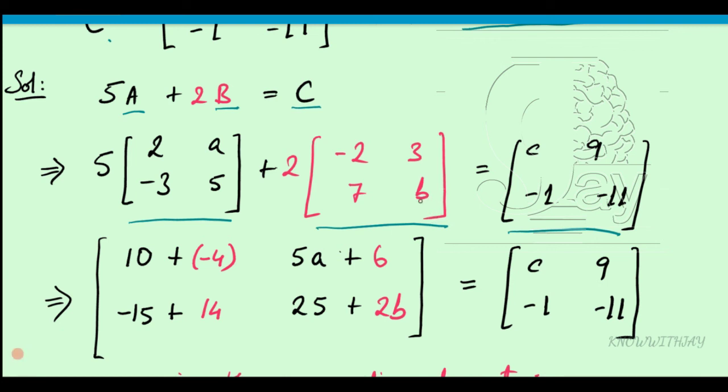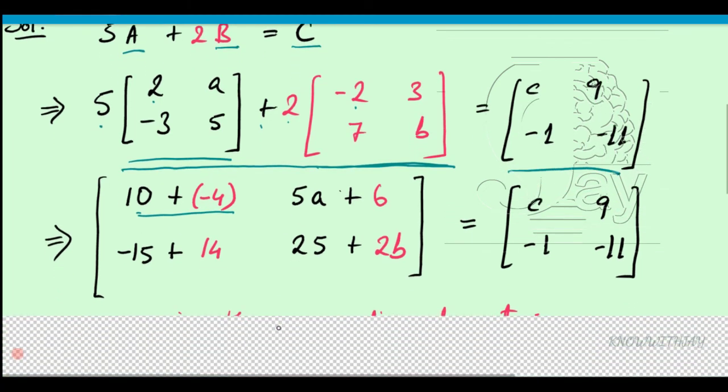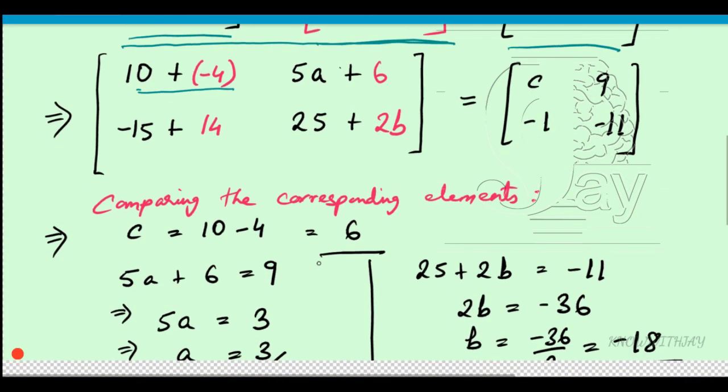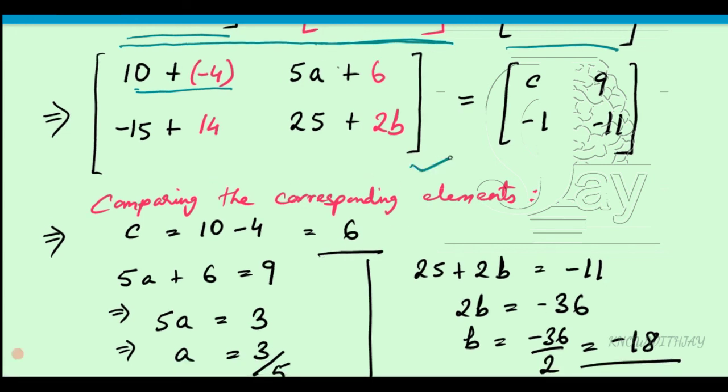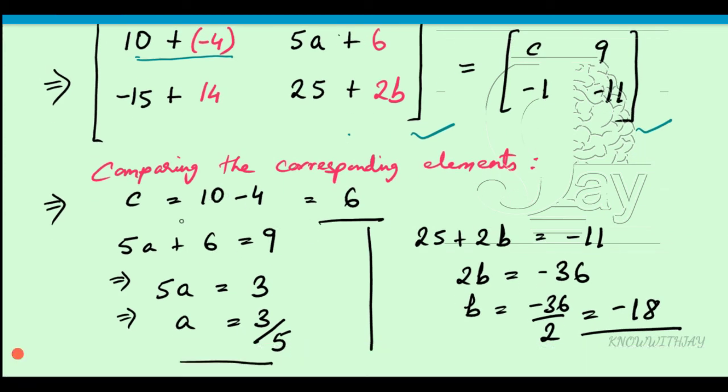Now this is again like the previous question. We need to add the matrices on the left hand side and find an equivalent matrix to the right hand side. Okay, so once we add, 5 into 2 is 10, plus 2 into minus 2 is minus 4, so 10 minus 4 is the first element. Similarly, we add up all the elements of the left hand side. After adding, we get one equivalent matrix to the matrix on the right hand side. So now we can compare the corresponding elements. On comparing, we get the first element c equals 10 minus 4, 6.